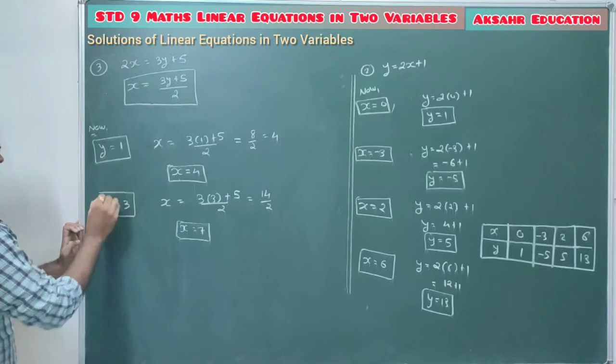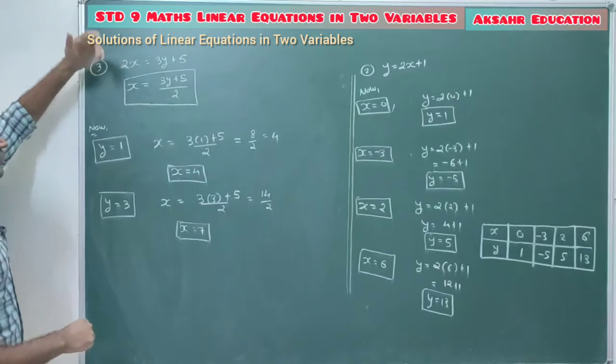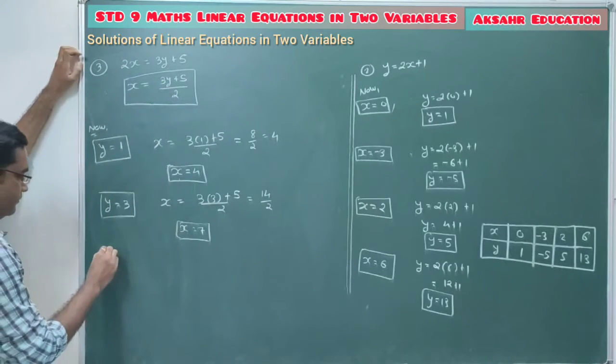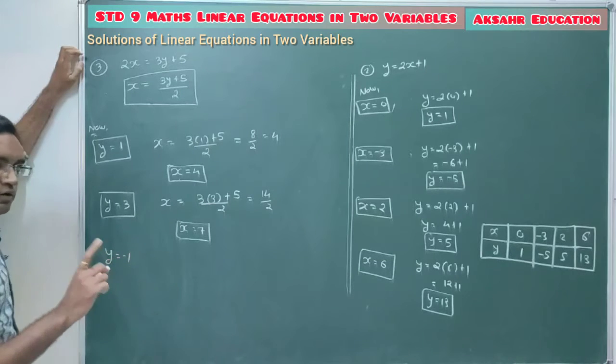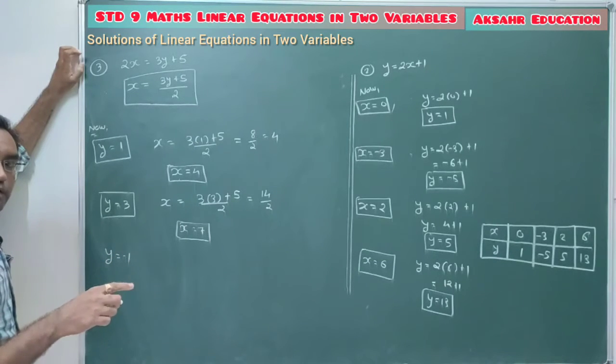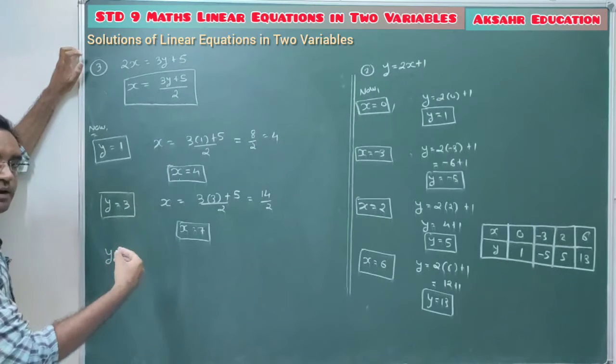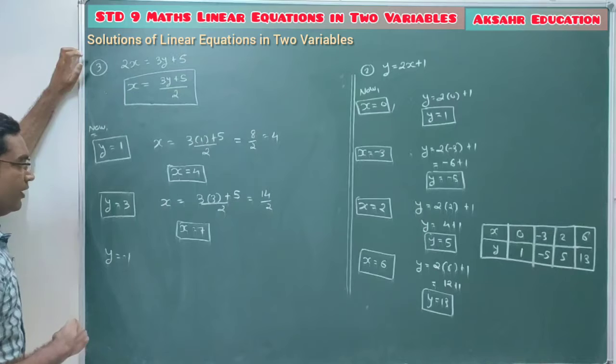Consider one more value. Suppose we are taking negative values. Suppose we are taking y equal to minus 1. We can take positive value, negative value, but we have to avoid fractions, decimals, the numerator by denominator form, we have to avoid that.